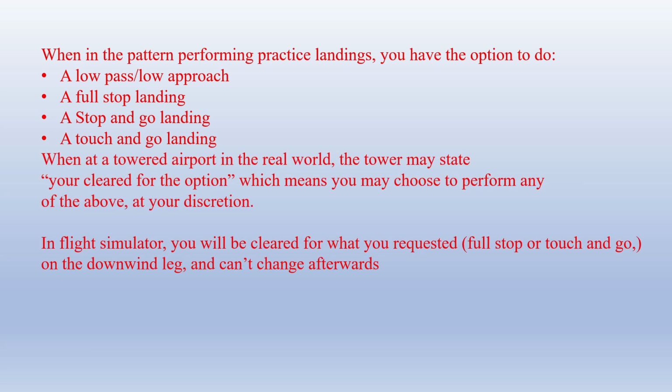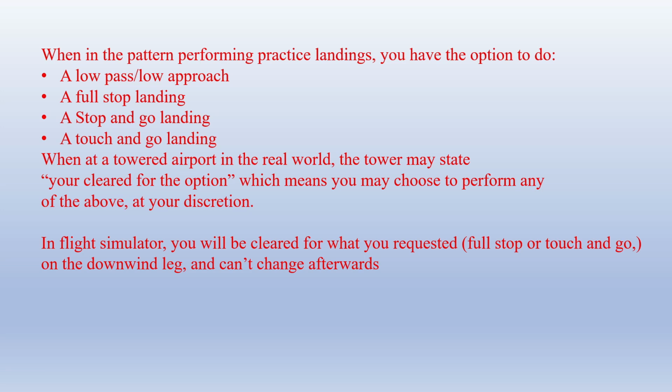When you're at a towered airport in the real world, the tower may state that you're cleared for the option, which means you may choose to perform any of the above at your discretion. In Flight Simulator, though, you're going to be cleared for what you requested, either a full stop or a touch and go. They don't have the option for a stop and go or a low pass. So they will clear you for what you requested, full stop or touch and go on the downwind leg.